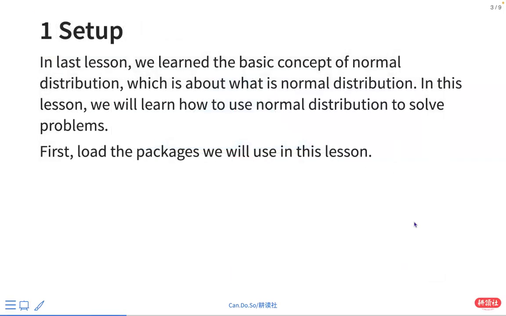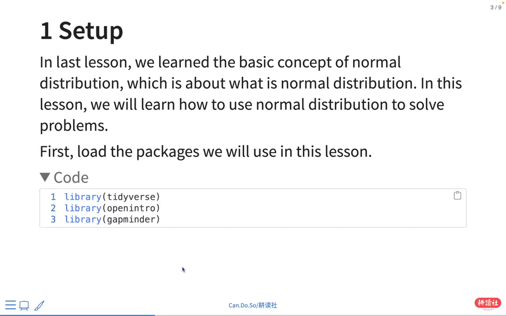In the last lesson, we learned the basic concept of normal distribution, which is about what a normal distribution is. In this lesson, we will learn how to use normal distribution to solve problems. Let's get started. First, we load the packages we will use in this lesson: tidyverse and openintro. This one is to draw the normal distribution plots. And this is the data we are going to use.